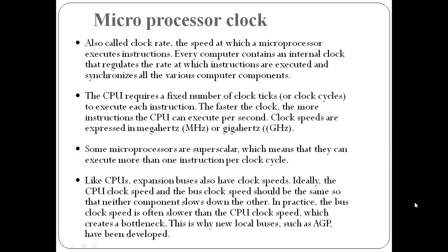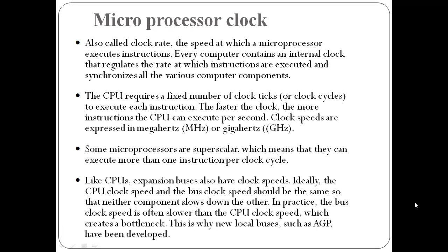Microprocessor clock, also called clock rate, is the speed at which the microprocessor executes instructions. Every computer contains an internal clock that regulates the rate at which the instructions are executed and synchronizes all the various computer components. The CPU requires a fixed number of clock ticks, or clock cycles, to execute each instruction. The faster the clock, the more instructions the CPU can execute per second.